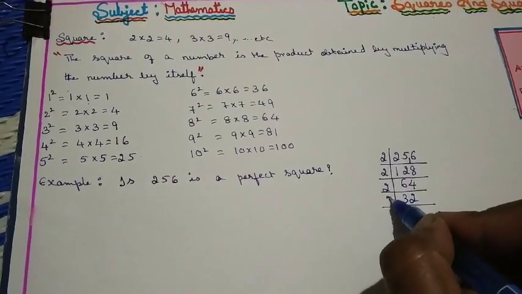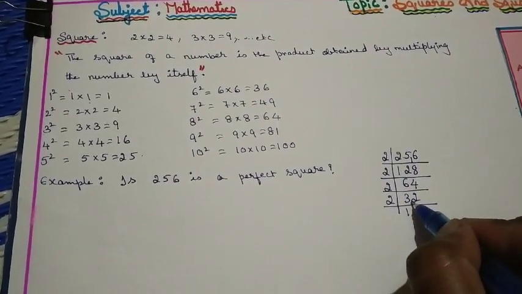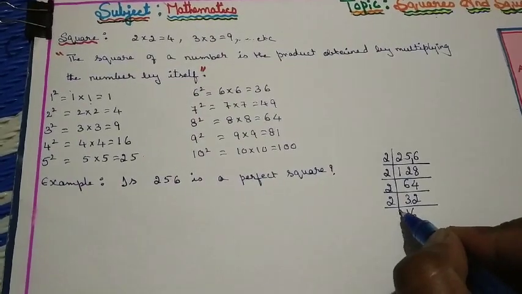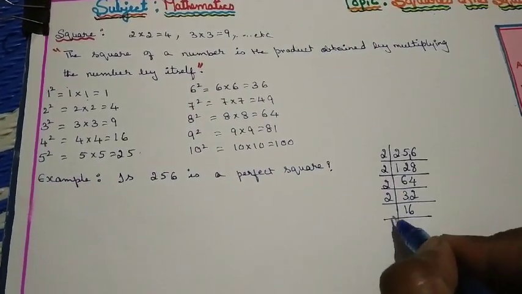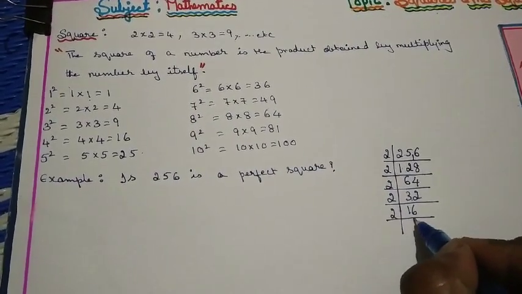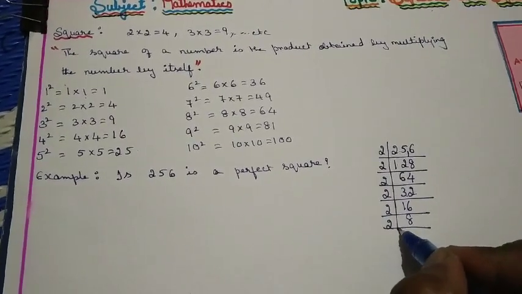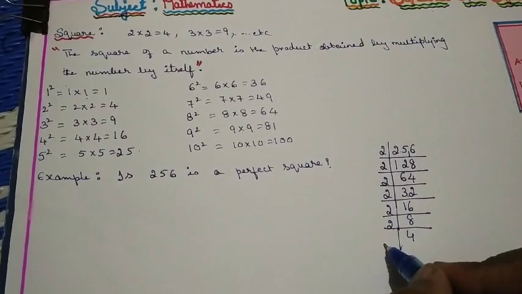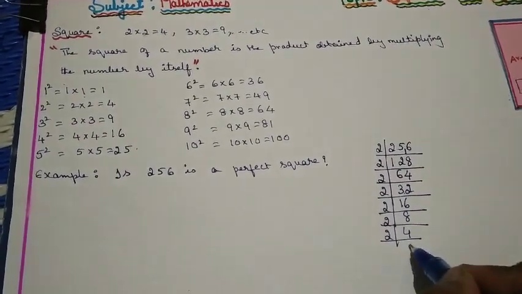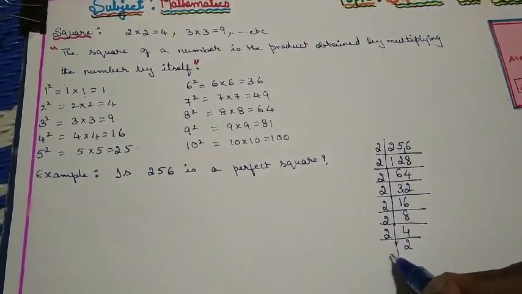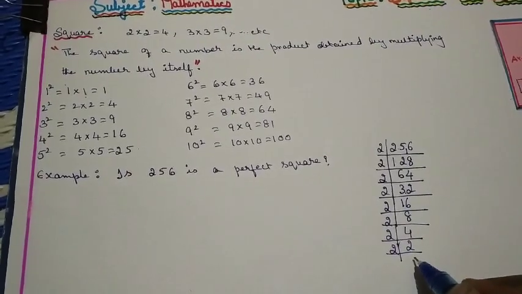Again even, so I'll go with the 2. 2 ones are 2, 2 sixes are 12. Again 6 even number. 2 eights are 16. Again 8 even number. 2 fours are 8. Again even. So 2 twos are 4. Then 2 ones 2.